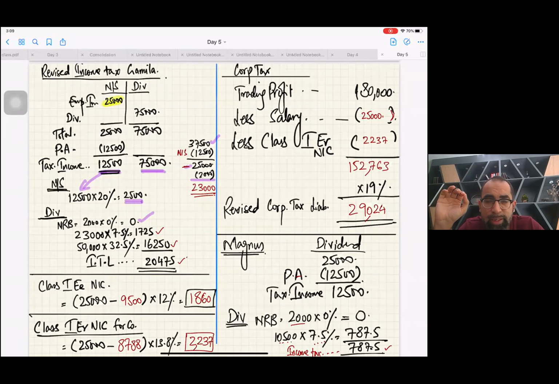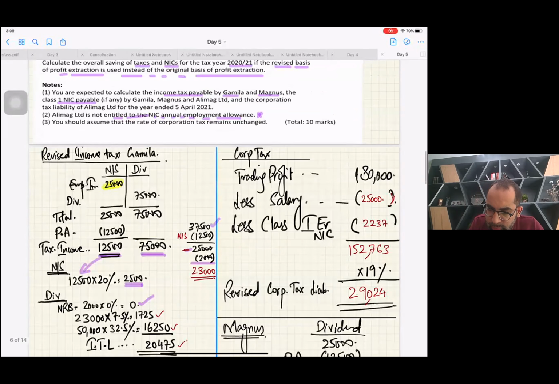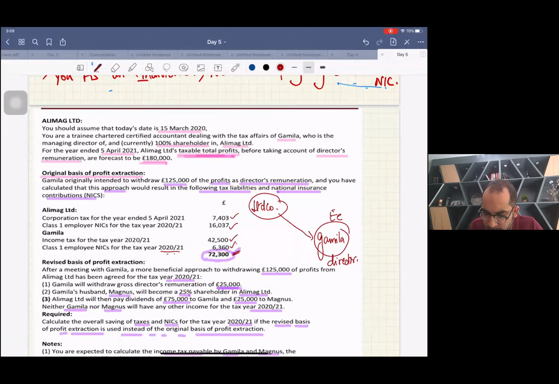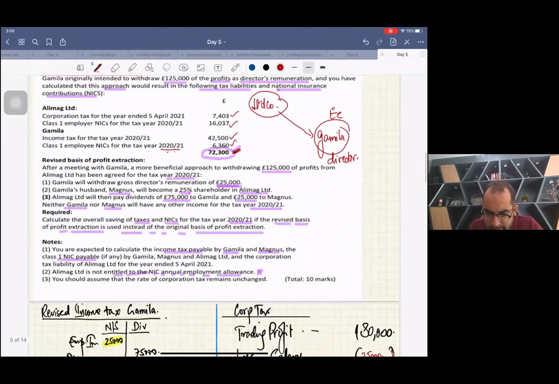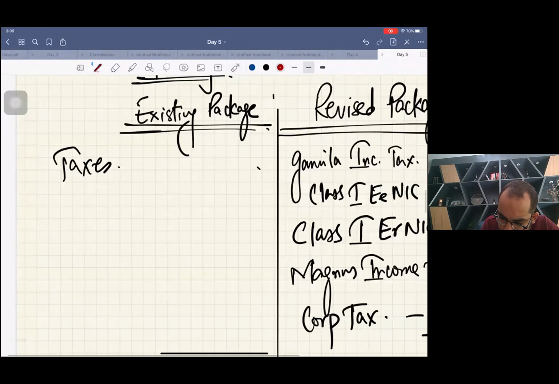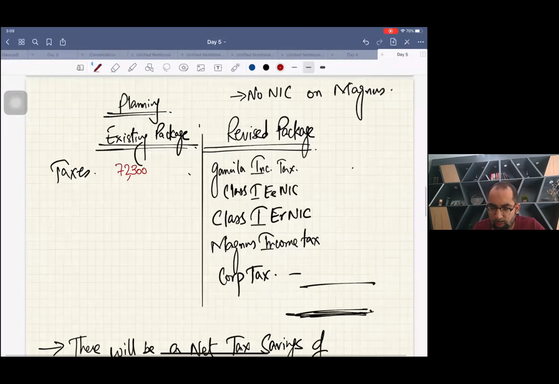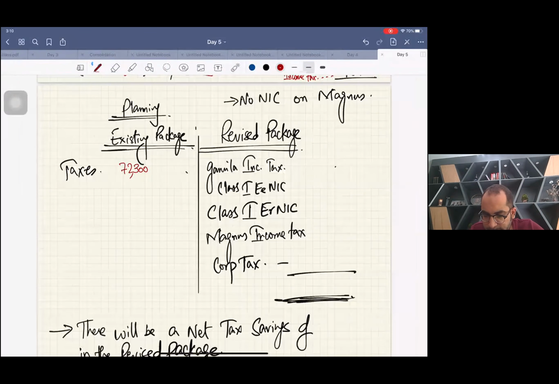Okay, so now let's compare the old and revised package. Not difficult. In the old package, the cost was 72,300. Let me write here. This is the existing package.